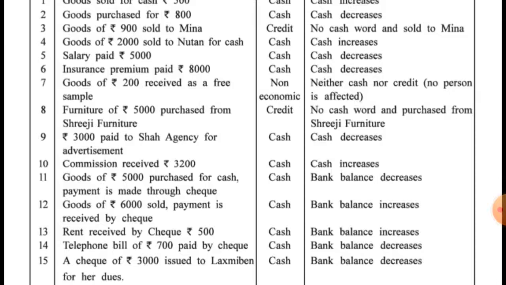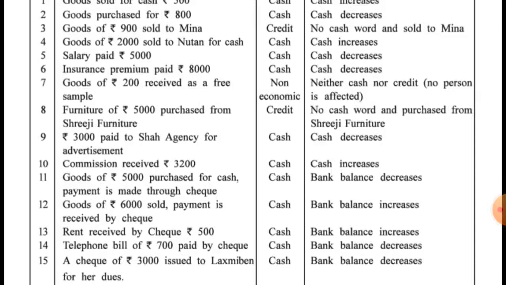Okay, then afterwards, 13th transaction, rent received by check rupees 500. We have received the rent in the form of check. So again it becomes a cash transaction, and because of rent received by check, our bank balance will increase.